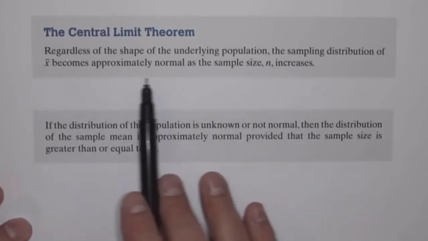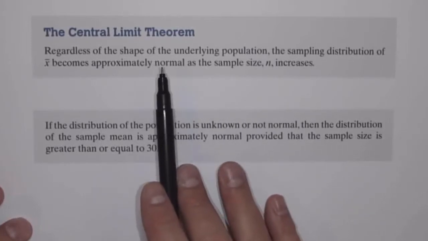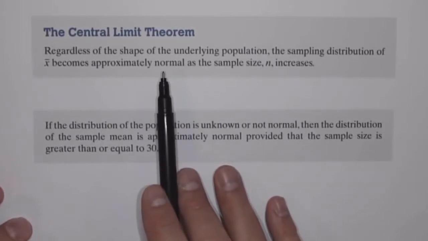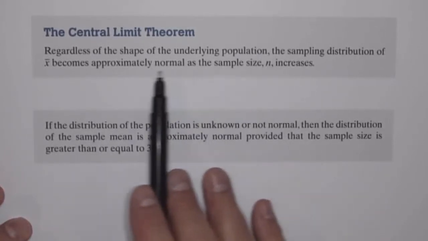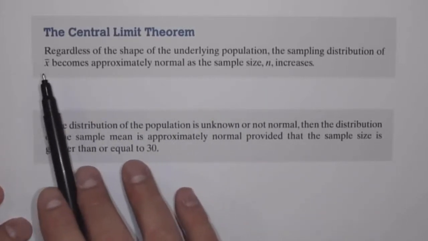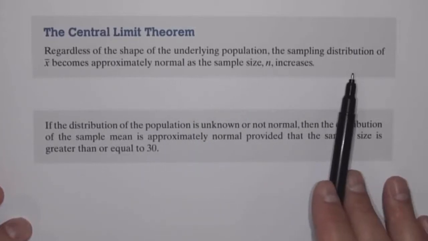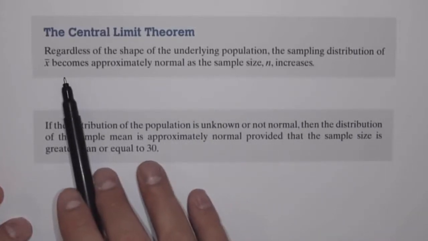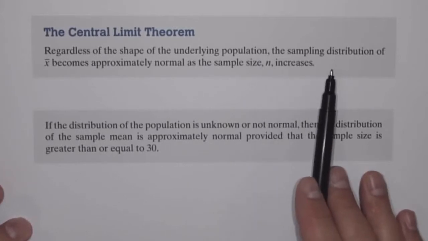So previously we've seen the theorem that if we know that the population's normal, then the sampling distribution of x bar will be normal as well. Contrasting that, the central limit theorem says that even if the underlying population's not normal, the sampling distribution of x bar becomes approximately normal as the sample size n increases.